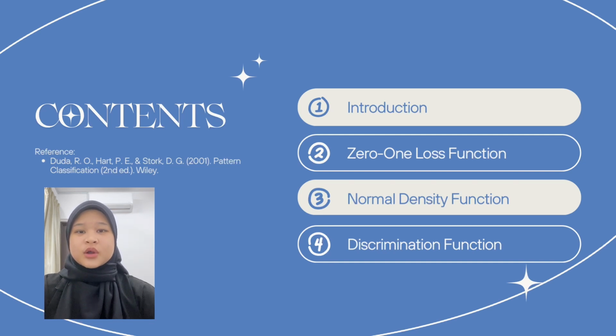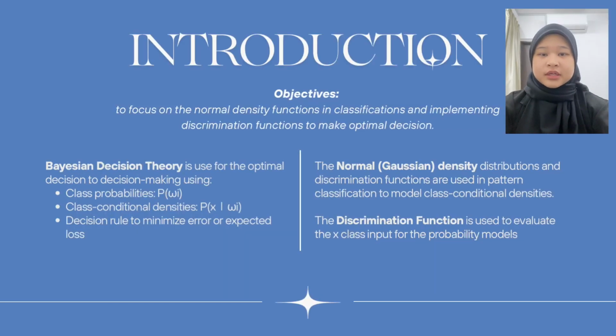Today we're going to talk about normal density and discrimination function topic. So here is a quick overview of what we're going to discuss today. Firstly is the introduction, followed by zero-one loss function, normal density function and discrimination function. All the concepts that we discuss here are based on the Duda, Hart and Stork Pattern Classification textbook. We continue with the introduction.